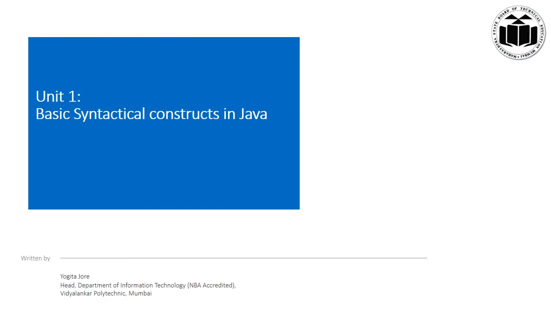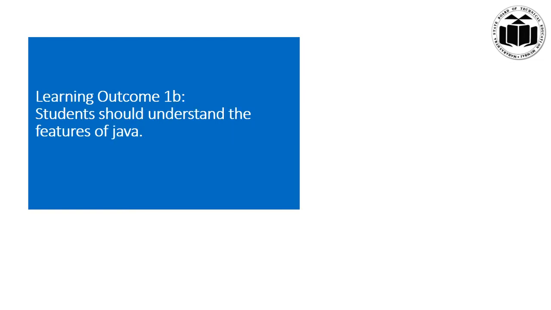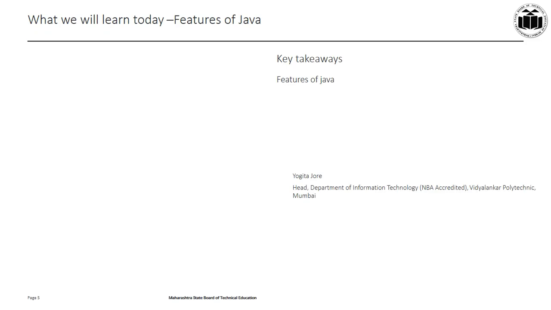We have already started with unit number 1, that is basic syntactical construct in Java. The unit outcome is to write a program to create classes and objects for the given problem. The learning outcome based on today's session is that students should understand the features provided by Java. So let us see why Java is so popular.